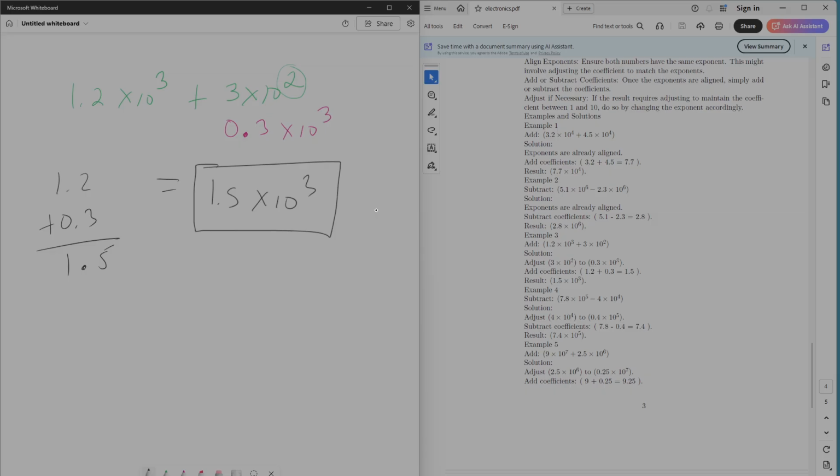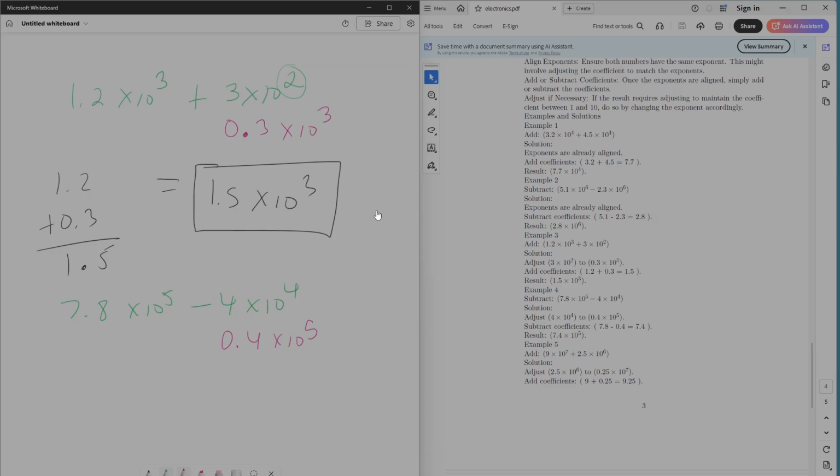Okay, let's do example number 4. Example number 4 says 7.8 times 10 to the 5 minus 4 times 10 to the 4th. Similarly, the exponent is 4 here and 5 here, so we need to change this to a 5. One way to do it is to make this 0.4 times 10 to the 5th. So we change the coefficient a little bit, the decimal point.